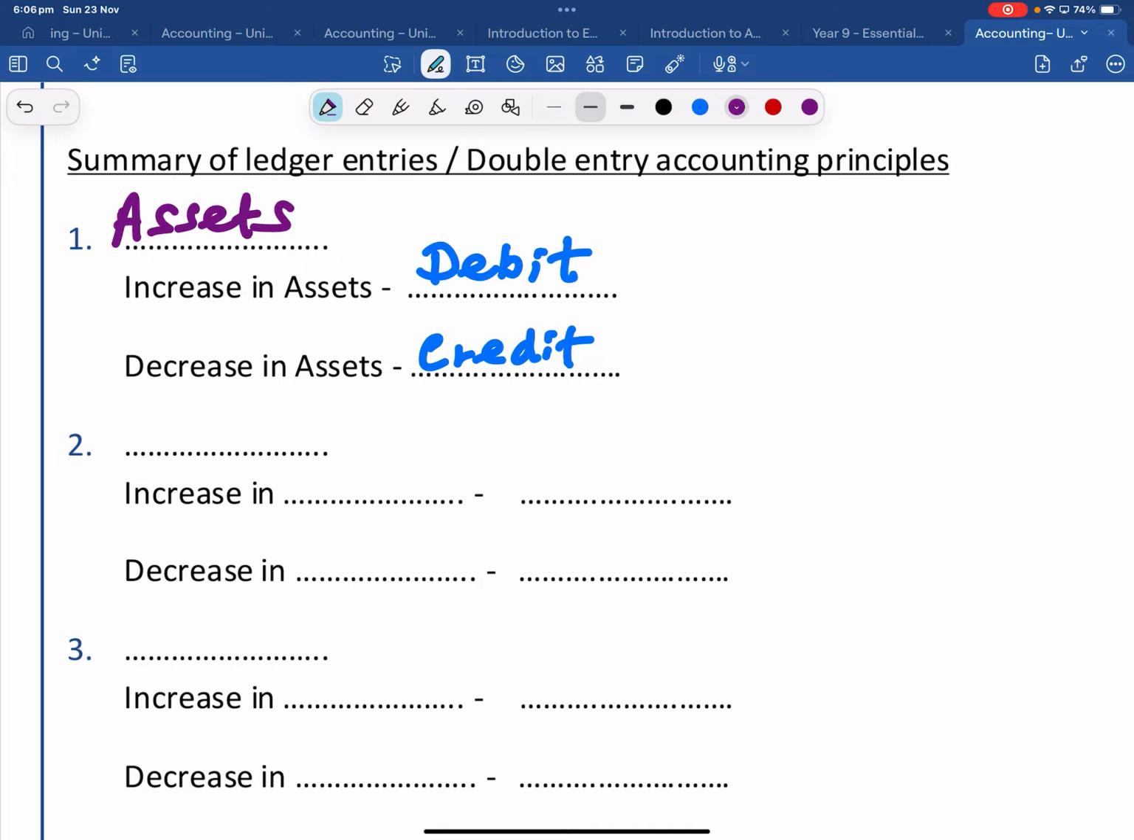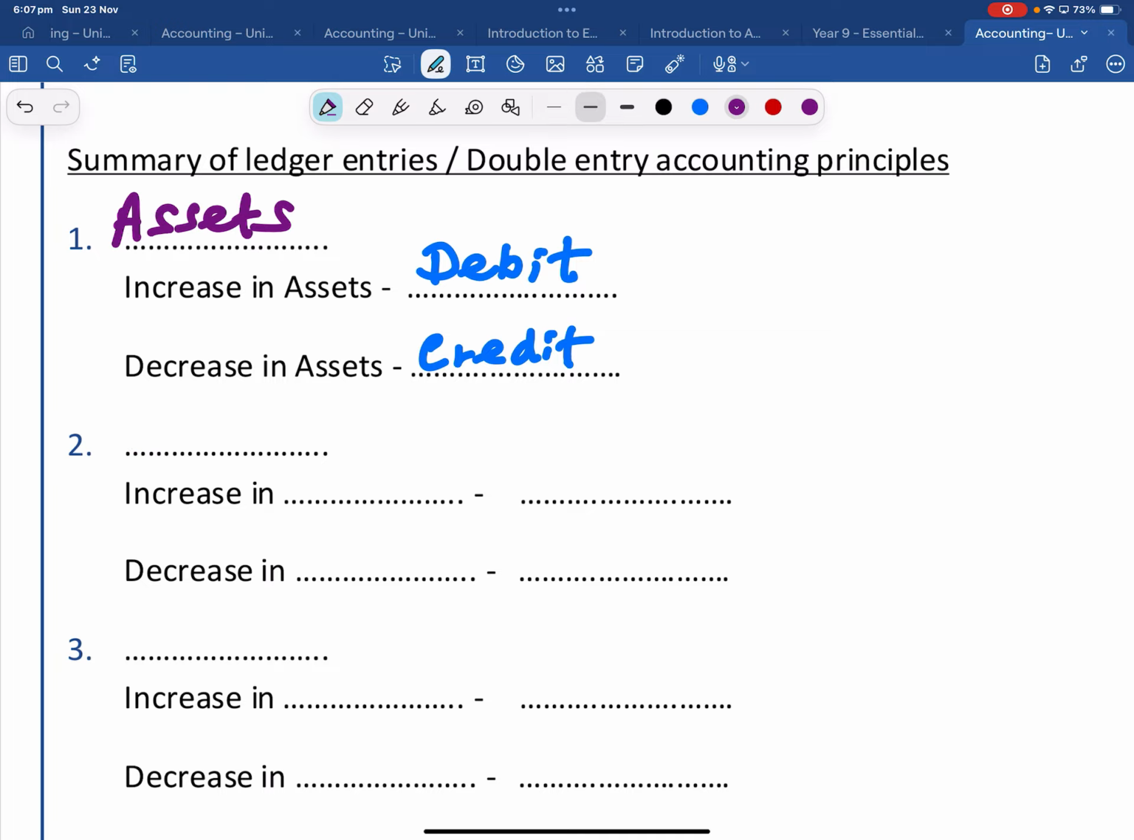Next one. Same thing for the bank statement. If you remember bank statement, when we receive money, which side do we record on the bank statement? Do you remember? Or you want to show the bank statement? Yeah, same thing. Okay, guys. Then assets.